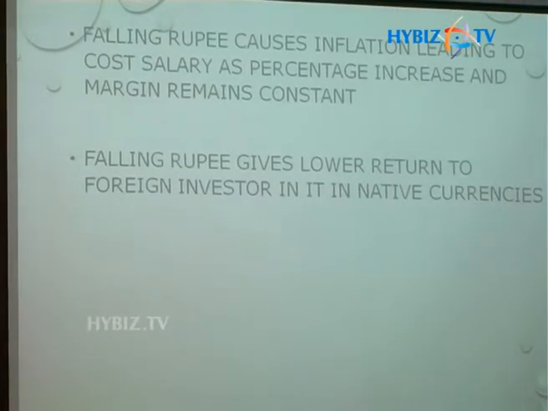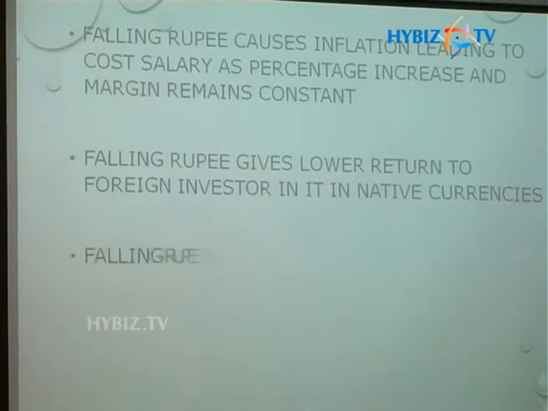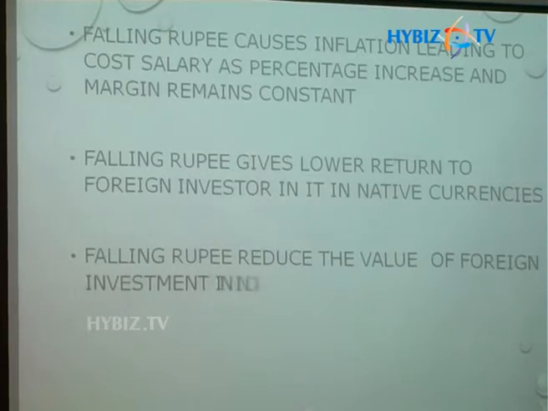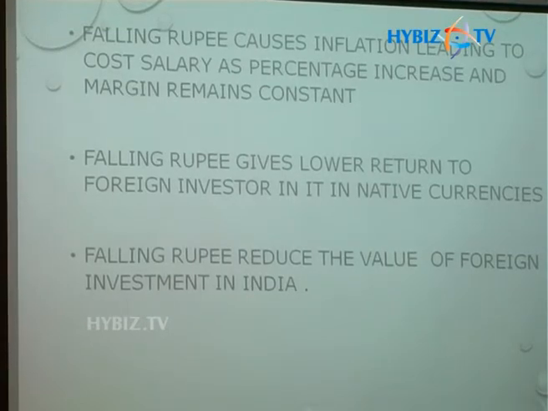The second, it gives you a lower return. That is, if you're a foreign investor and you have to pay him back dividends, or he starts to calculate his EPS and he converts it back into his native currency like a dollar or a euro, then it is probably not going to look good. If you are a foreign investor in India, then your value of investment is already down 10, 20 percent.